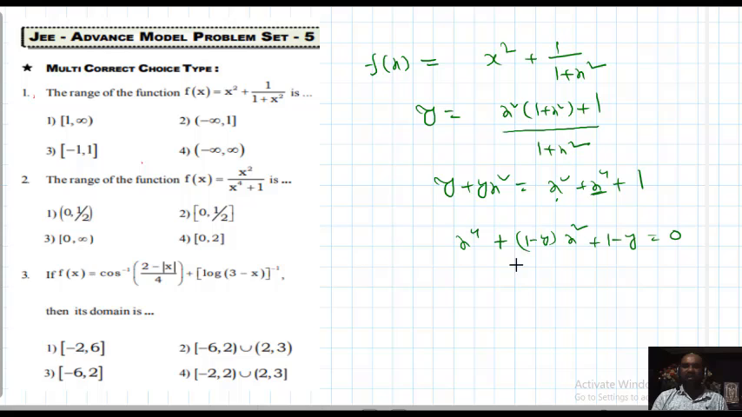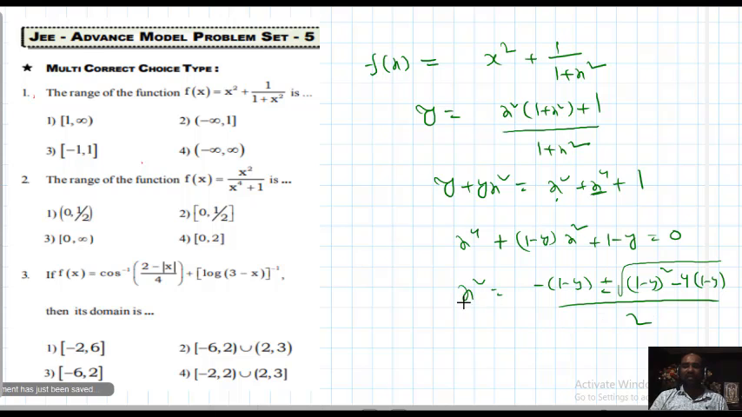Now this is a quadratic, so x square equals minus b plus or minus root over b square minus 4ac, where a is 1, c is 1 by 2a. Since x is real, x square lies from 0 to infinity, so this value should be 0 to infinity, especially the expression under the square root should be greater than or equal to 0.